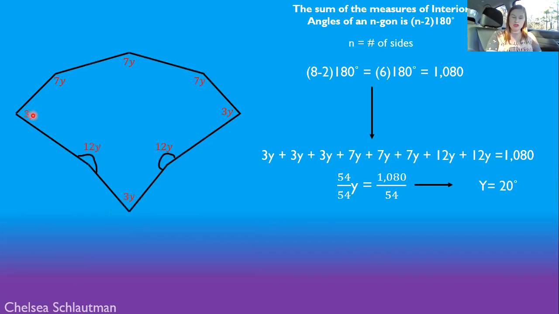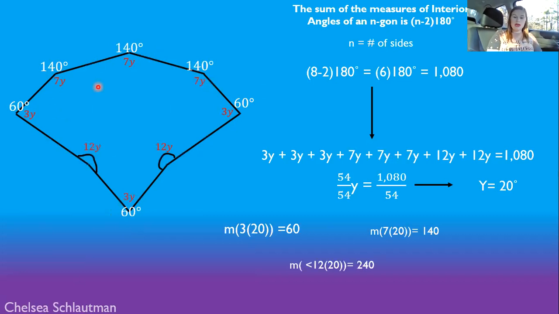So 3 times 20 is 60. All of those angles labeled 3y will be 60 degrees. Then for the angle 7y, we multiply by 20, which equals 140. So each of the angles labeled 7y is equal to 140 degrees. And lastly, 12 times 20 is equal to 240. So every angle labeled 12y is equal to 240 degrees.